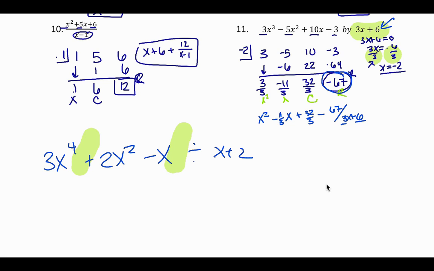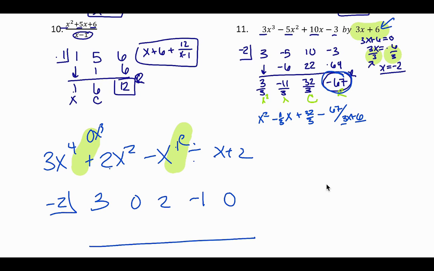To set this problem up, I would have -2 in a box, and then I would have a 3, a 0x cubed, so a 0, a 2, a -1, and then this is a plus c, which would be 0, and another 0. And I just want to make sure that you would know that just like in long division, those placeholders exist.